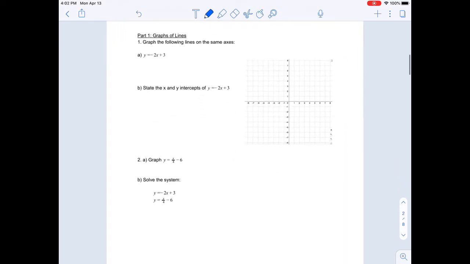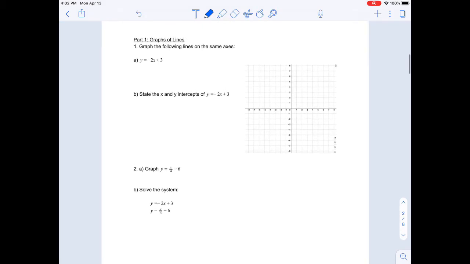One of the things you're going to be asked to do, that you should know how to do at the end of this unit, is to graph a line. And when a line is given in the form y = mx + b, we know that the m value represents the slope of the line, and the b value tells us our y-intercept. Our y-intercept is at the point (0, b).